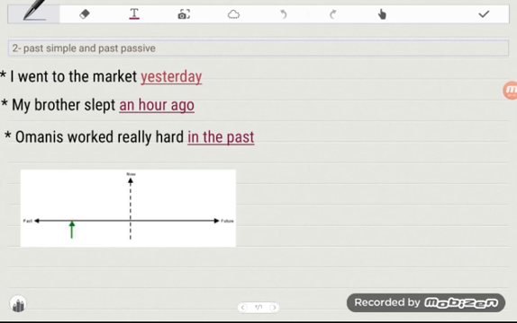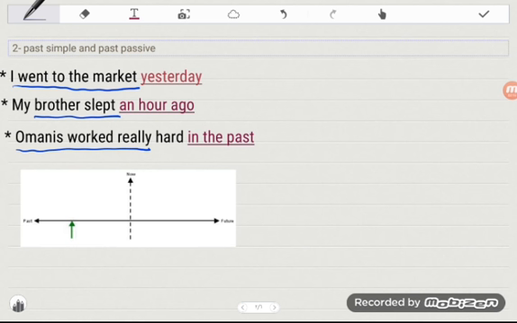Let's look at the first sentence. What is the action of the first sentence? The action is, of course, going to the market. And the second sentence is the brother sleeping. This is the action. And the third sentence, Omanis worked hard, so it's Omanis working hard. All right. Now, what do you think, students? Do these actions happen today or in the past? And how do you know this? It's in the past, of course.